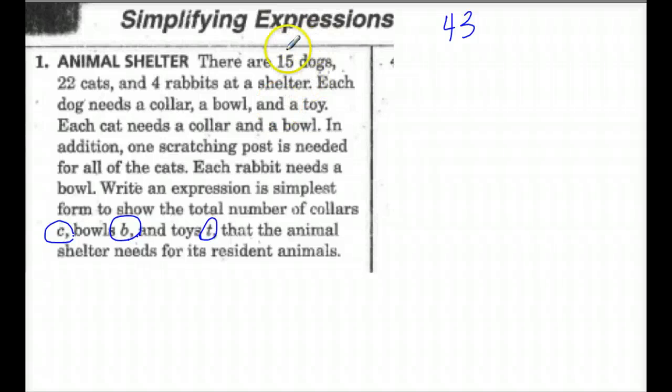Okay, so let's start with dogs. We'll do dogs in red. So for 15 dogs, that means we're going to need 15. Each dog needs a collar. So we're going to need 15 collars or 15 C's plus a bowl.